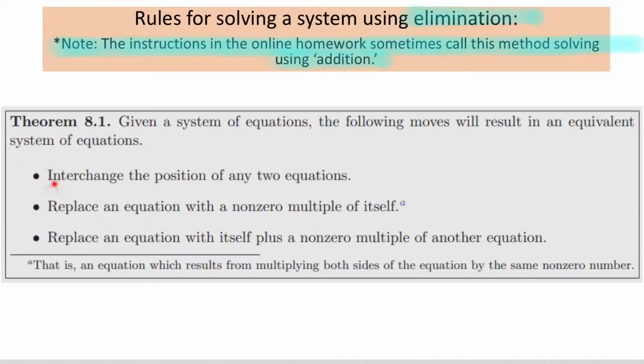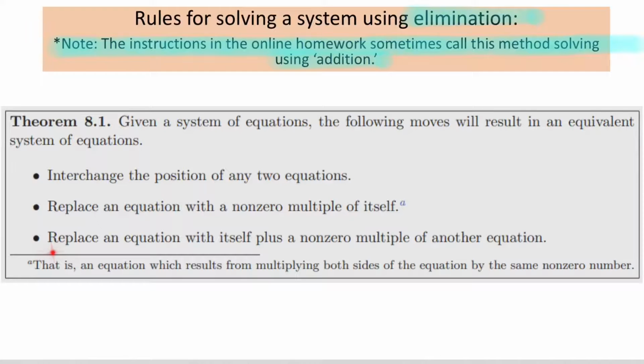All right, so you can interchange the position of any of the 2 equations. That one's pretty obvious. It would still be the same 2 equations, regardless of which one was listed first or second. You can replace an equation with a non-zero multiple of itself. Basically, what this one is saying is that if you multiply each of the terms in an equation by the same number, you're just getting an equivalent version of the same line.